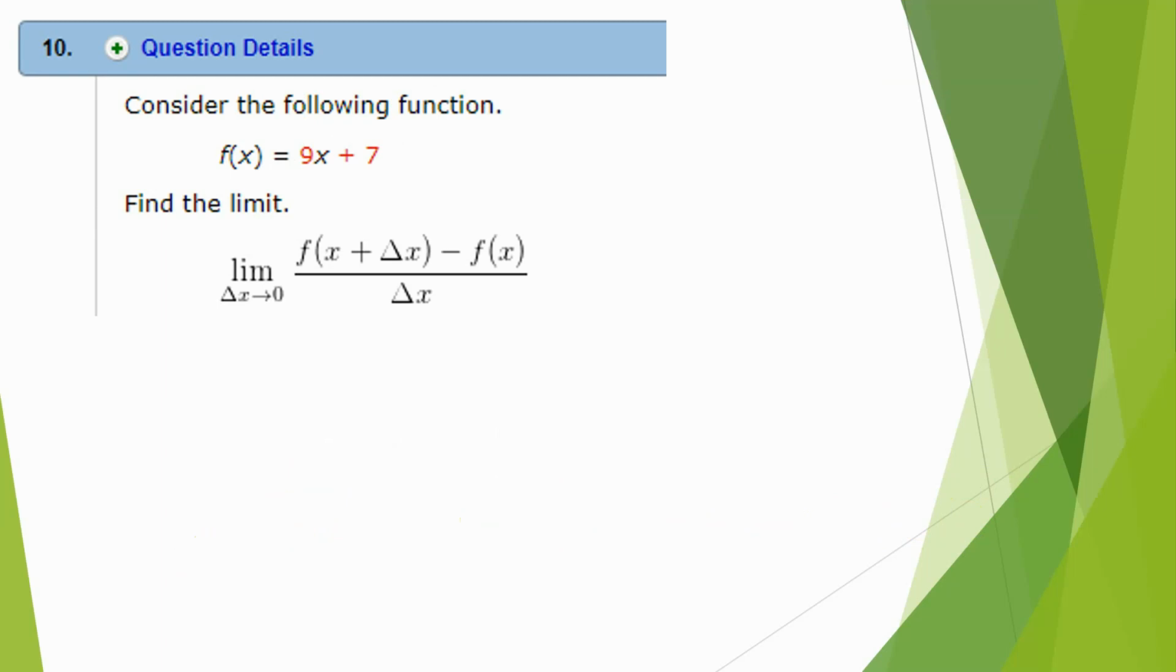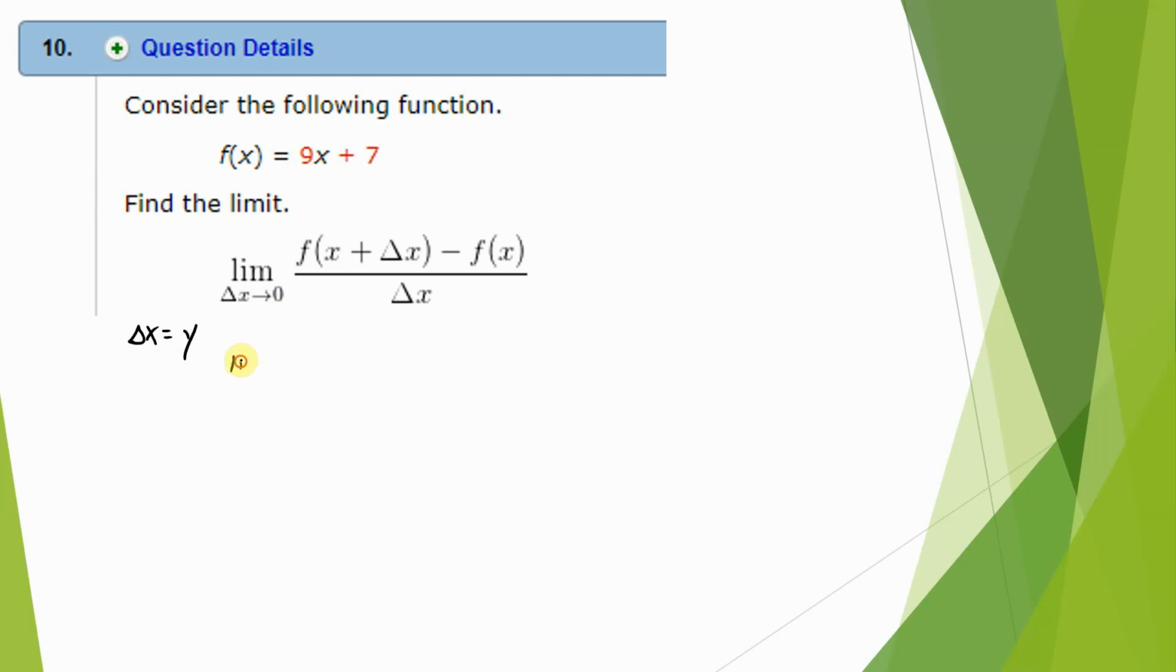Number 10, we want to look at this function, f of x equals 9x plus 7, and we want to find the limit as delta x approaches 0 of f of x plus delta x minus f of x over delta x. So, I'm going to start by doing just a little substitution. I'm going to make this little delta x equals y. And I do this because sometimes people get really confused by all these x's floating around.